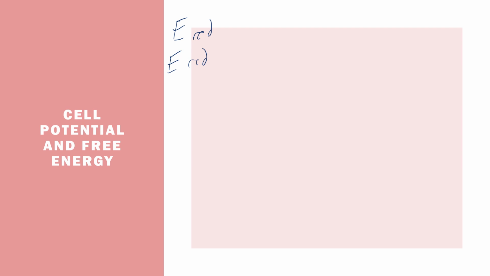So let's say, for example, I have two half cells and their reduction potentials are 0.5 and negative 0.3. Whichever one is smaller is your oxidation half reaction, and whichever one is larger will be your reduction half reaction for a voltaic cell or a galvanic cell. And that's because the voltage for a voltaic cell has to be positive.